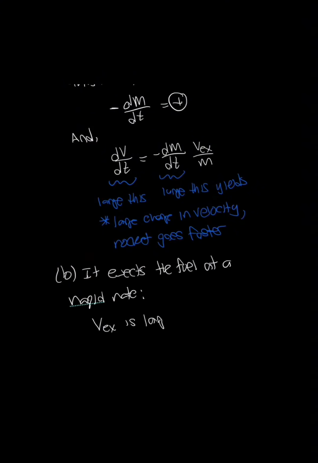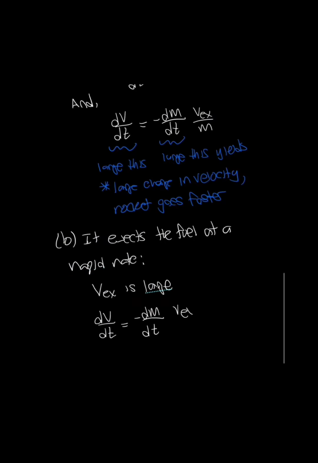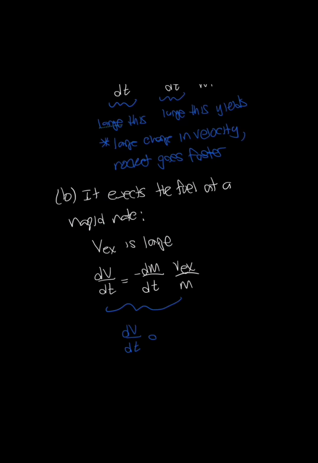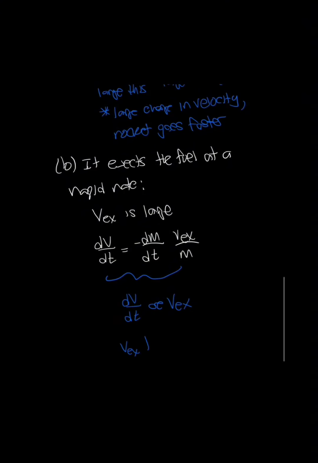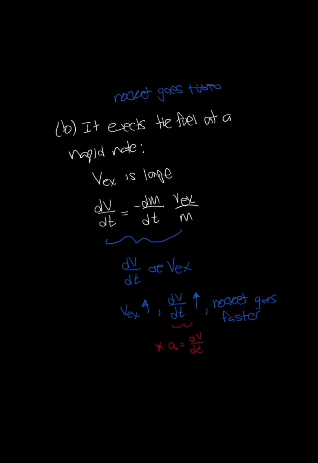So if we make vex large, which is the velocity of the expelled gas, and since the change in velocity over change in time is directly proportional to the velocity of the expelled gas, if we increase the velocity of the expelled gas, we also get an increase in the change in velocity over change in time, which means that the rocket's going to go faster. And we can also remember this is linked to the acceleration.